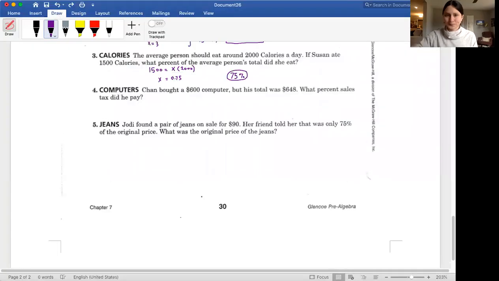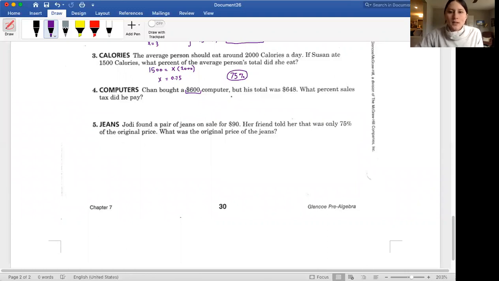Okay, number 4. Chan bought a $600 computer, but his total was $648. What percent sales tax did he pay? Okay, so this one is asking, out of the amount that he's paying, what percentage is the sales tax? So before we calculate this, even though it says that his total is 648, what we're looking for is what percent of sales tax did he pay?